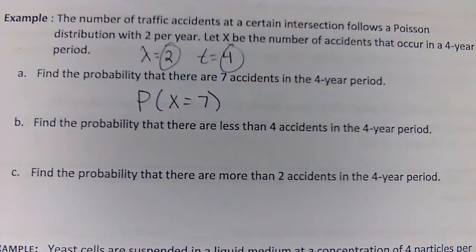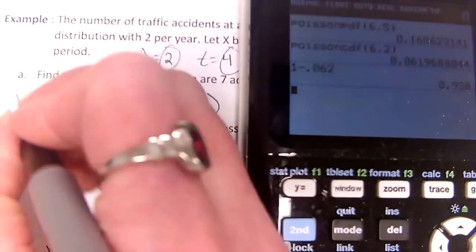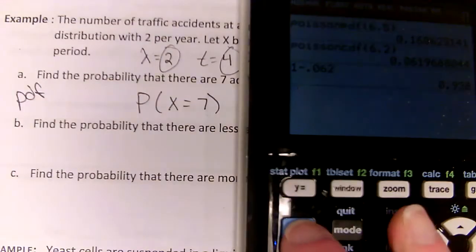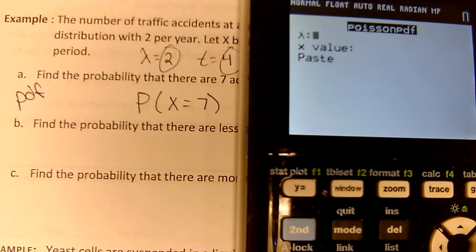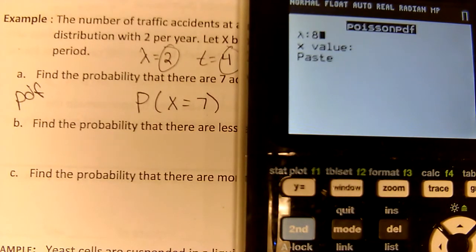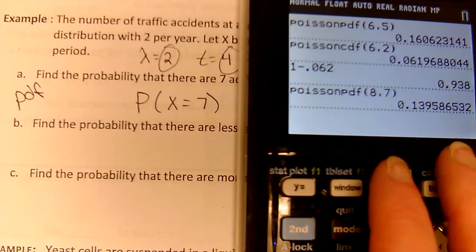Whichever calculator you're going to use, I'm going to go ahead and use this one. Equals to is a PDF. We're going to multiply the 2 times the 4, and we're finding the probability of being 7. That's 0.1396.